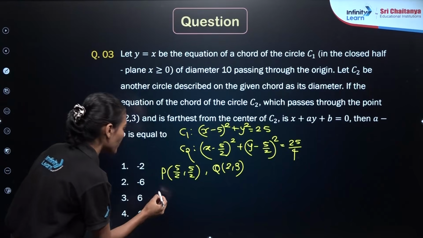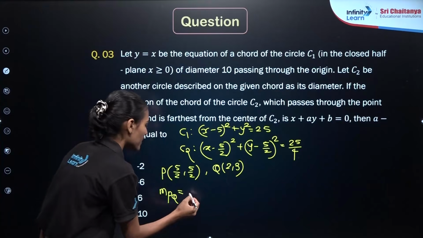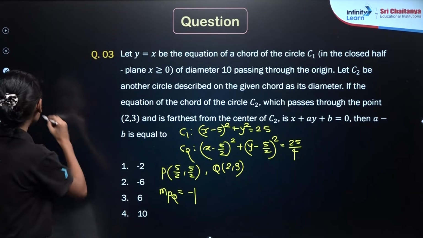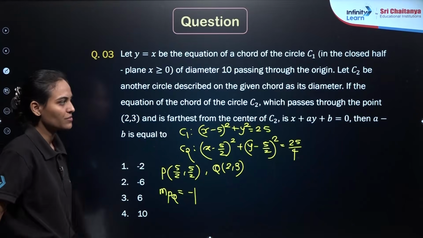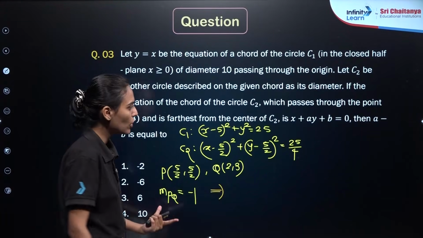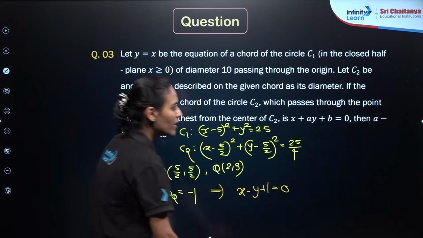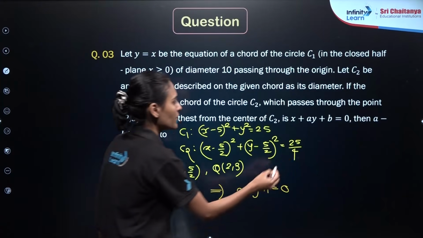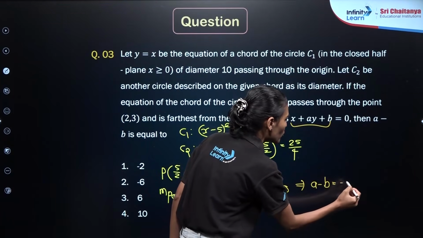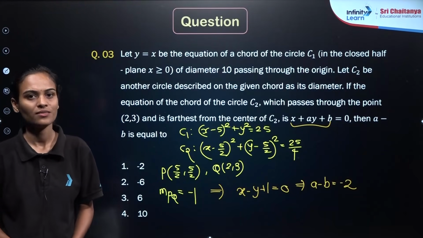Then what will be the slope PQ? Slope PQ will be minus 1 by (y2 minus y1) upon (x2 minus x1) form. Then, students, you can find the chord equation, right? Because you know the slope and you know a point, you will get the chord equation to be x minus y plus 1 equals 0. Comparing the a and b values from here, you will get a minus b equals minus 2. And this is the answer, students. In this way you can approach this type of question, right?